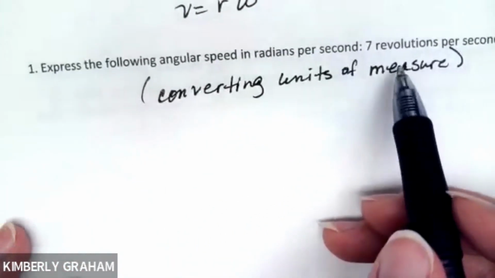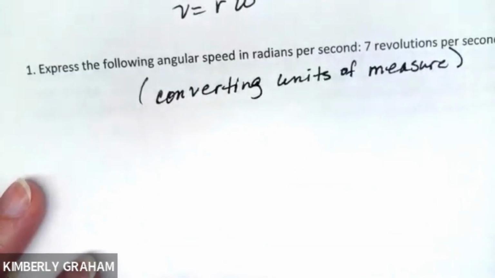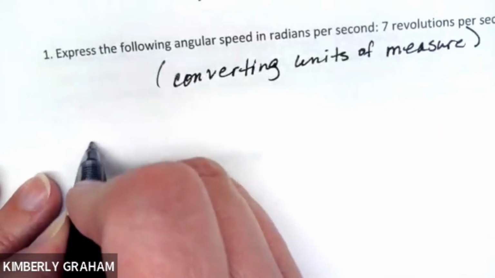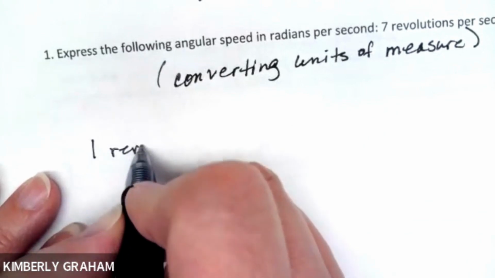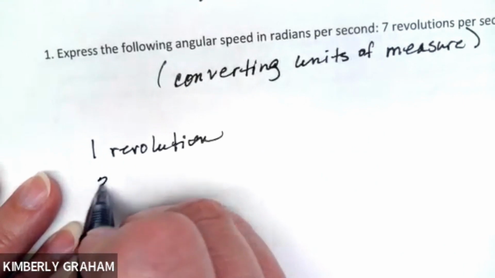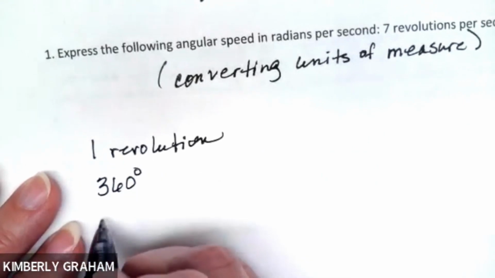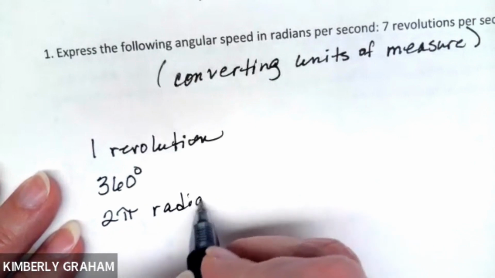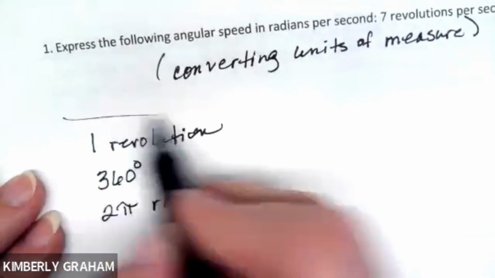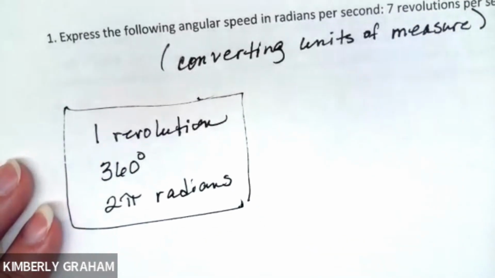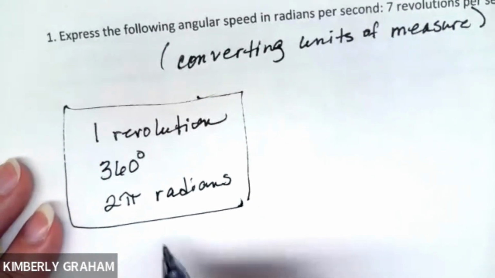Okay, this is talking about 1 revolution per second. Well, we haven't really talked a whole lot about the word revolution here. 1 revolution is 360 degrees or 2 pi radians. They're all equal. All 3 of those are representing all the way around, right? All of these are equal.